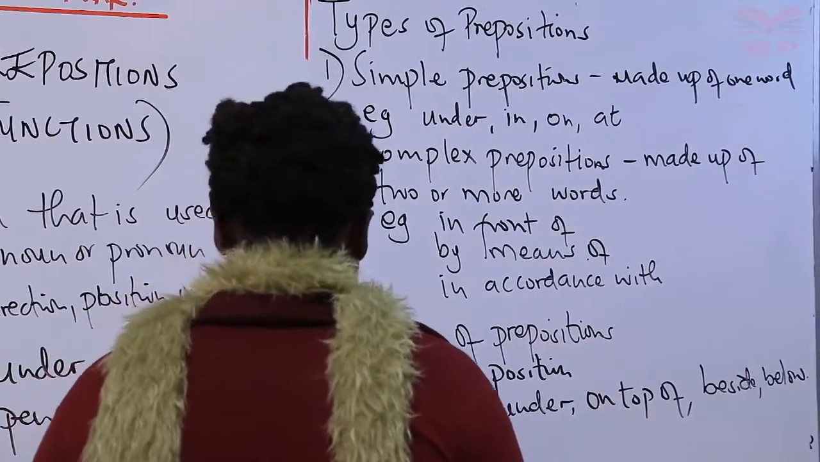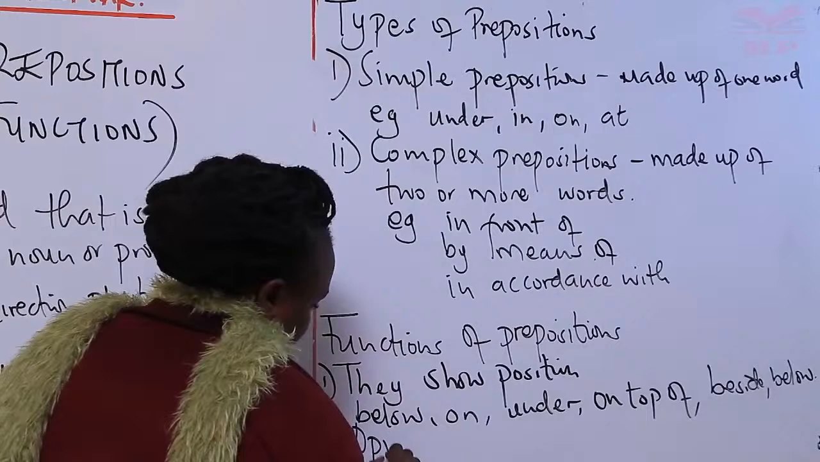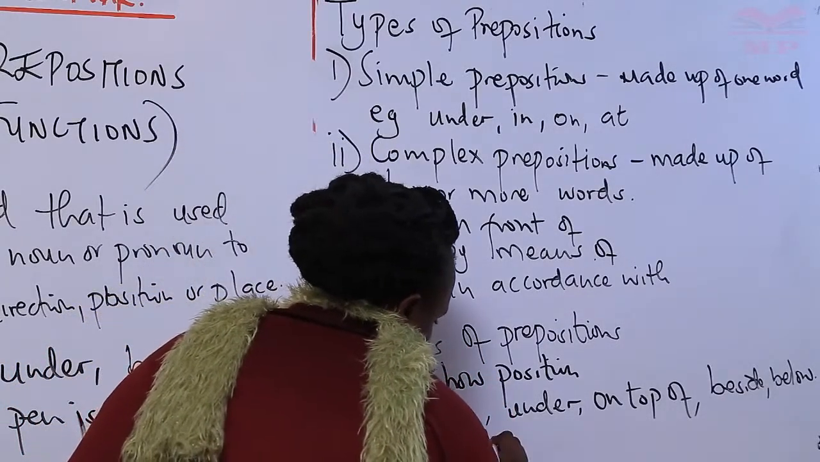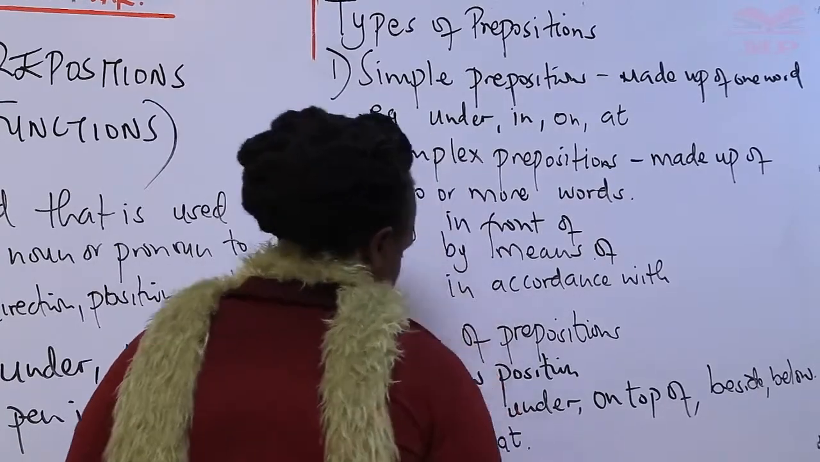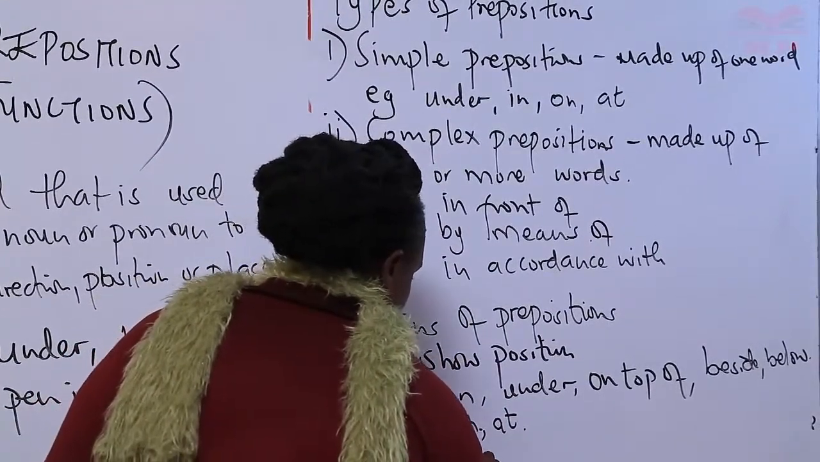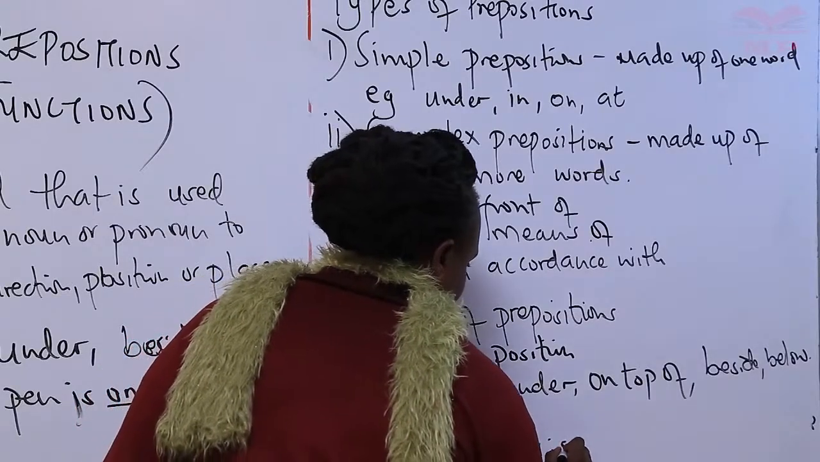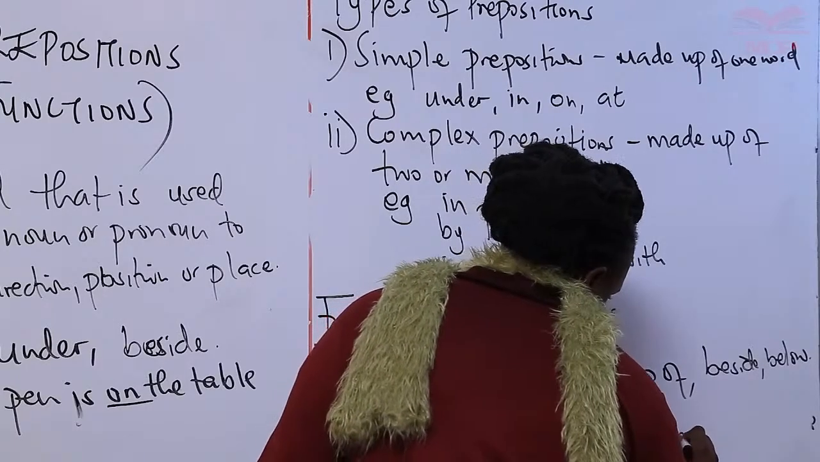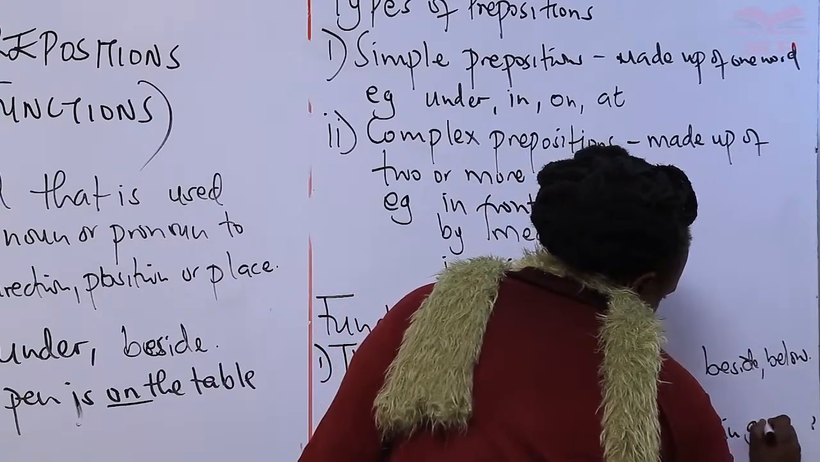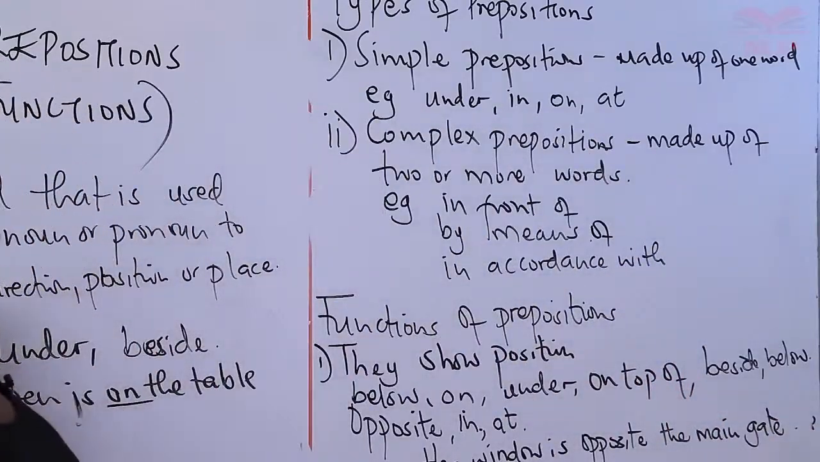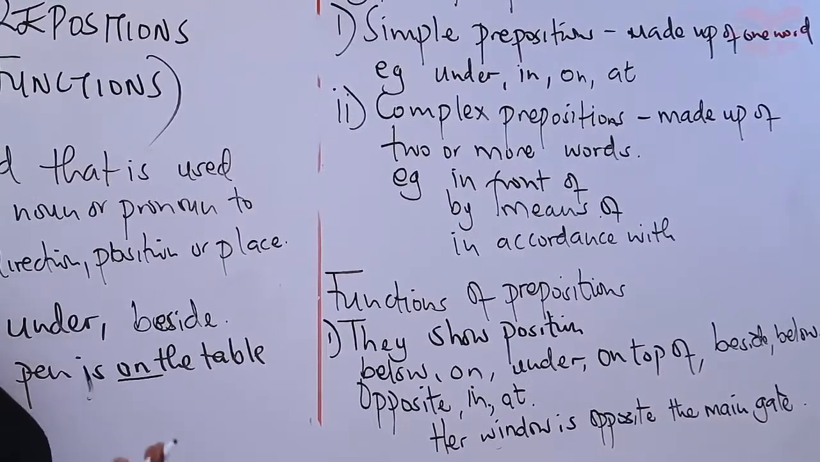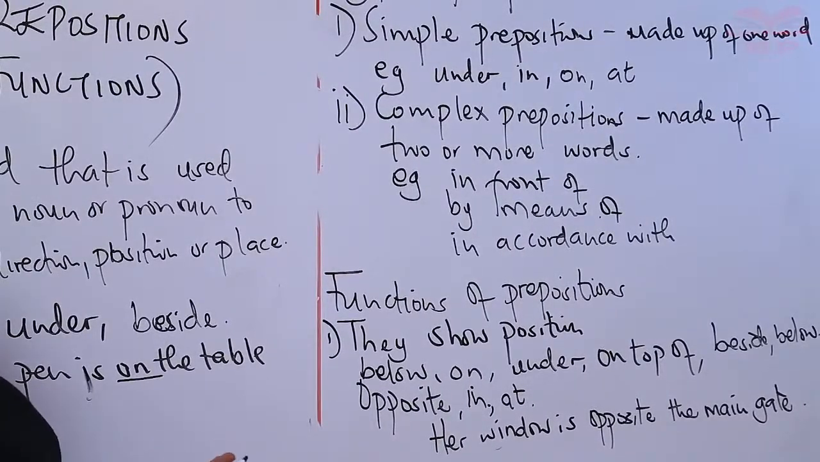So we can have even opposite, and then we have in, at. Her window is opposite the main gate. Examples, they show position: below, on, under, on top of, beside, opposite, in, at. Okay, her window is opposite the main gate. All right, so that's one of the functions.